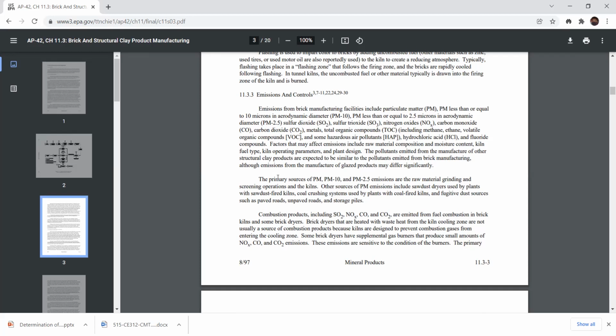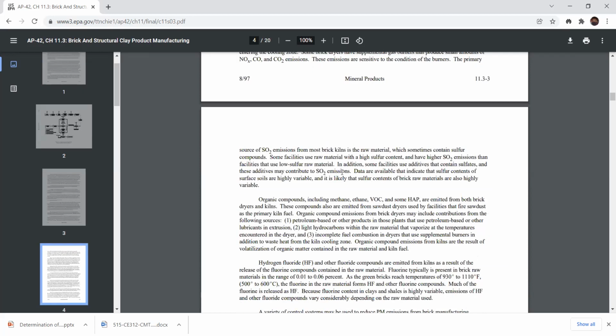Combustion products including SO2, NOx, CO, and CO2 are emitted from fuel combustion in brick kilns and some brick dryers. Brick dryers that are heated with waste heat from the kiln cooling zone are not usually a source of combustion products, because kilns are designed to prevent combustion gases from entering the cooling zone. Some brick dryers use supplemental gas burners that produce small amounts of carbon monoxide, metals, and carbon dioxide emissions. These emissions are sensitive to the condition of the burners.